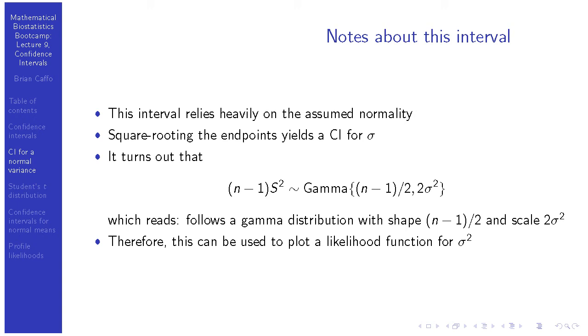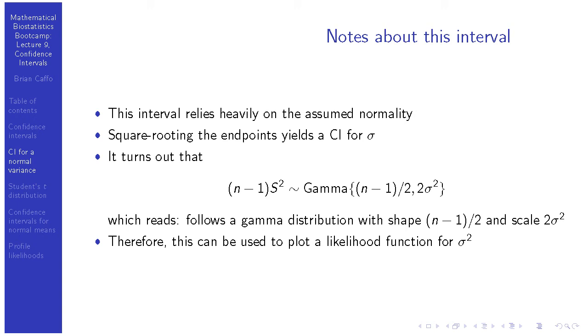Well, let's suppose we don't divide by sigma squared. Then you wind up with a so-called gamma distribution. The gamma is indexed by two parameters, its shape parameter and its scale parameter. In this case, the shape parameter is n minus 1 over 2, and the scale parameter is 2 sigma squared.